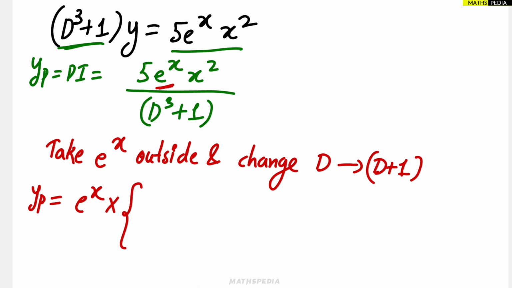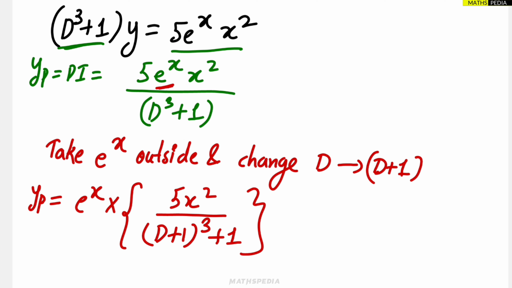So inside what is remaining, 5x square divided by d cube plus 1 is remaining. But the thing is that I cannot write d cube plus 1. I have to change the operator also. I have to write it as d plus 1 the whole cube plus 1. Why do I have to change it to d plus 1?